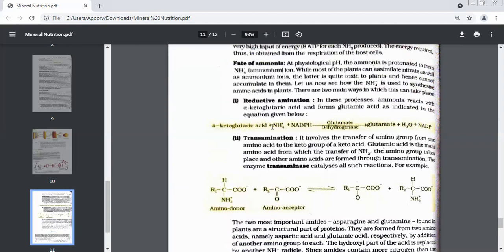In the first process, if you see, these ammonium ions react with alpha ketoglutaric acid. Name the acid, alpha ketoglutaric acid. And of course, one molecule of NADPH. This is the enzyme glutamate dehydrogenase, and this acid, glutamic acid, is formed. What is this? This is an amino acid. So we said we need to convert it into amino acid. So we've converted it into amino acid. Water and NADP is formed.